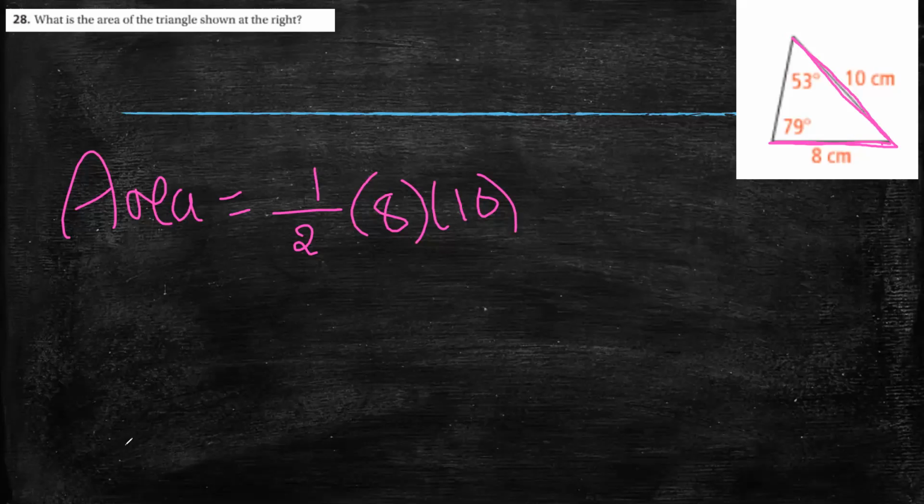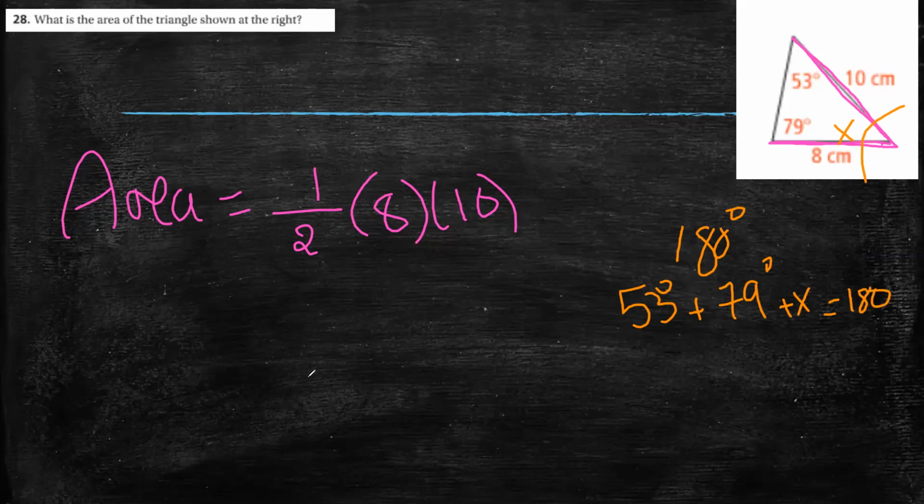I need to find the angle that's included between them. How can we find it? The third angle of a triangle theorem. Yeah, all of us know that the summation of the angles in a triangle is 180. So 53 plus 79 plus angle x, as an example, is equal to 180. Then let's add 53 plus 79 and subtract from 180. So x now will be 48.